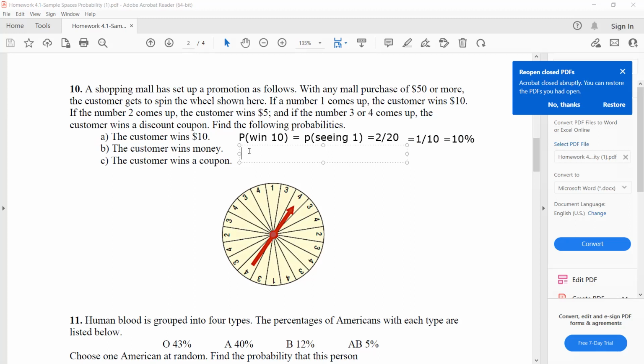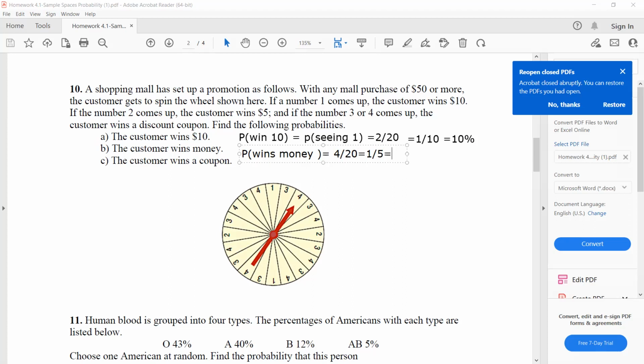So the probability that he wins money is going to be equal to 4 out of 20, right? Because as you said, there are 2 number 1s and there are 2 number 2s, right? And that reduces to what? 1/5, which is 0.2.